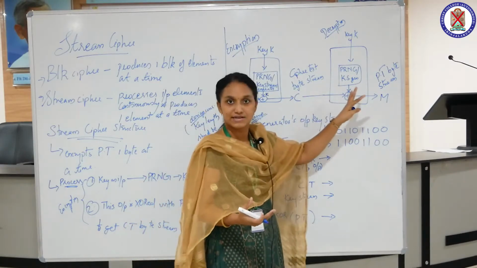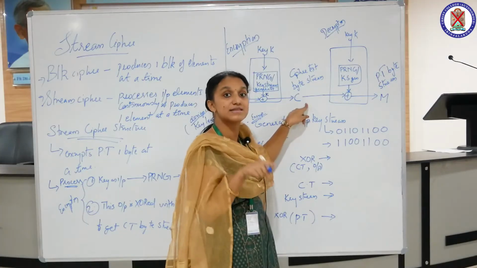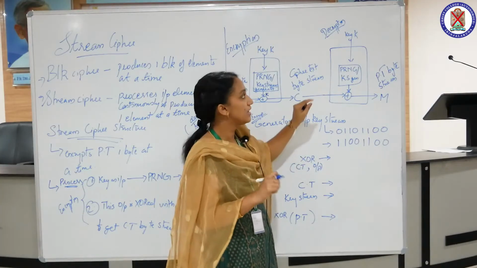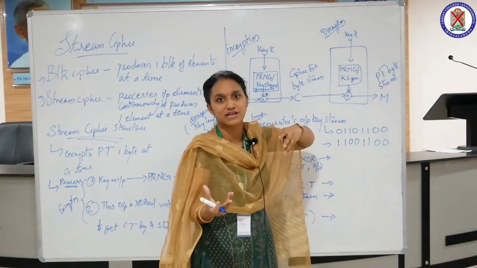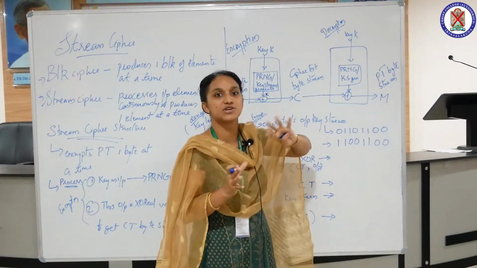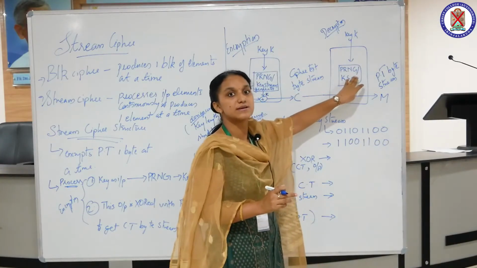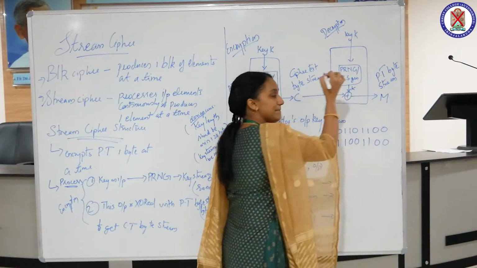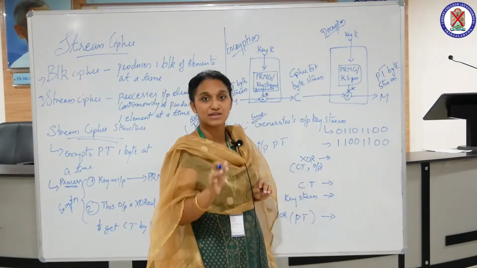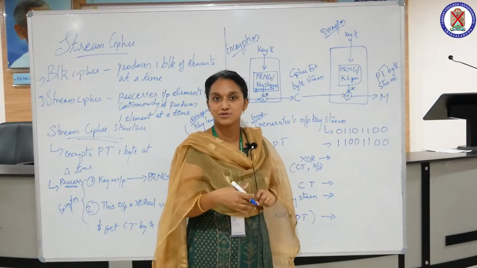Now what happens on the decryption side? The cipher is now the input, right? Again the same key, because this is symmetric encryption, right? So the same key is shared at both ends. The key K is again fed into the pseudo random number generator, where you get the same key stream. The same pseudo random sequence is used for the decryption also.